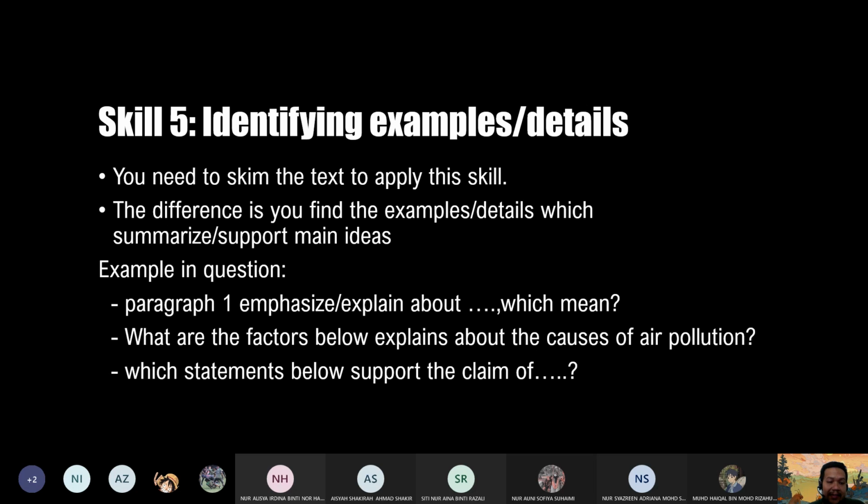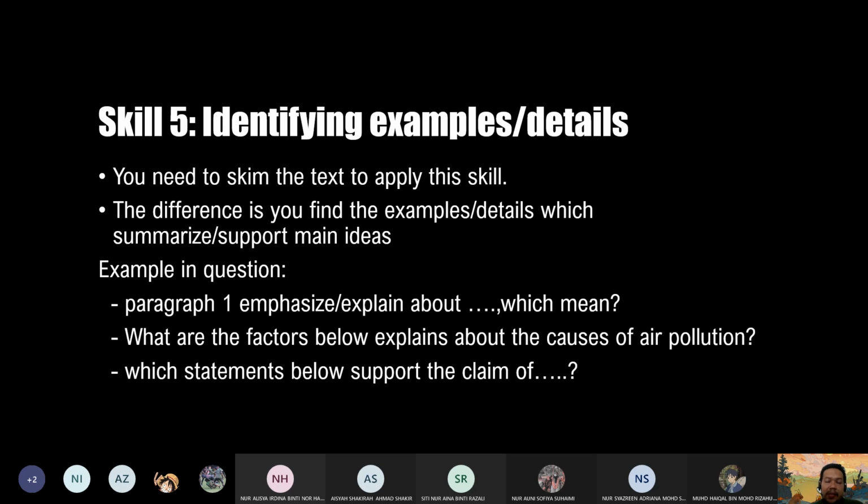An example question in MOET is like this: Paragraph 1 emphasizes and explains about something, which is the main idea. When you skim, you need to elaborate, you need to find the detail from the text. This is how you can apply this skill. Maybe: what are the factors below that explain the causes of air pollution? Air pollution is the main idea, and the explanation, the factors or causes of air pollution, is the detail or example that you need to find from the text.